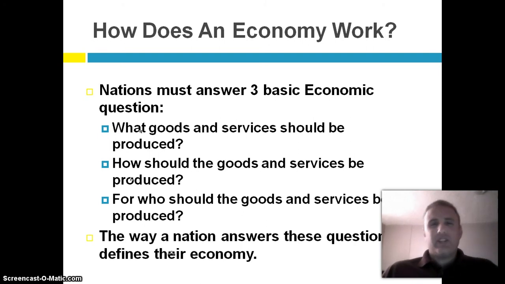The way that a nation answers these 3 questions will really define what type of economic system they have. Will they be a capitalist society? Will they be a communist society? Before we get to those bigger terms, there are some other ones that we need to identify for our own use in this understanding.